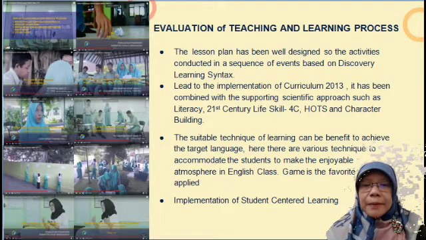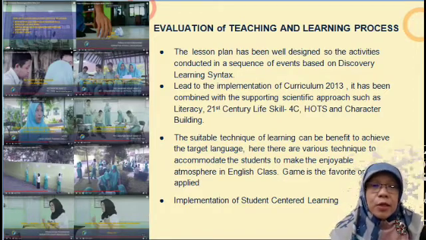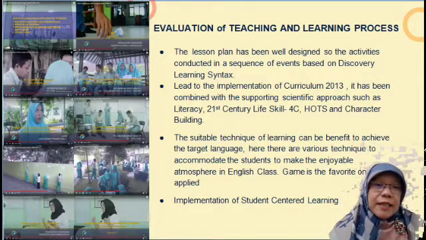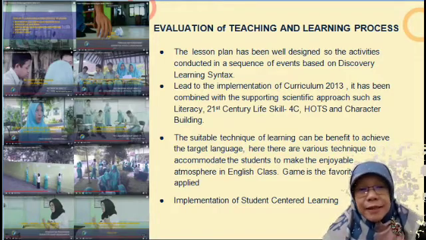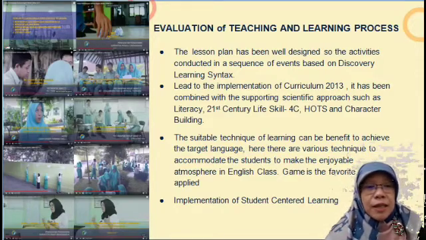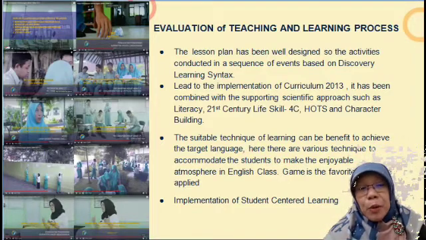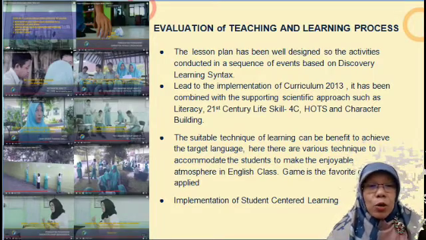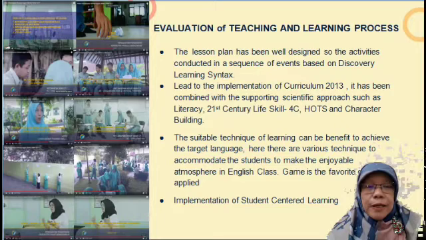All right. And we come to the evaluation of the teaching and learning process. So far, we found that the lesson plan has been well designed, so the activities were conducted in a sequence of events, of course, based on the discovery learning syntax. And then it led to the implementation of Curriculum 2013, combined with the supporting scientific approach activities such as literacy, 21st century life skills, or what we call the 4C, and then higher order thinking skills, and also character building.